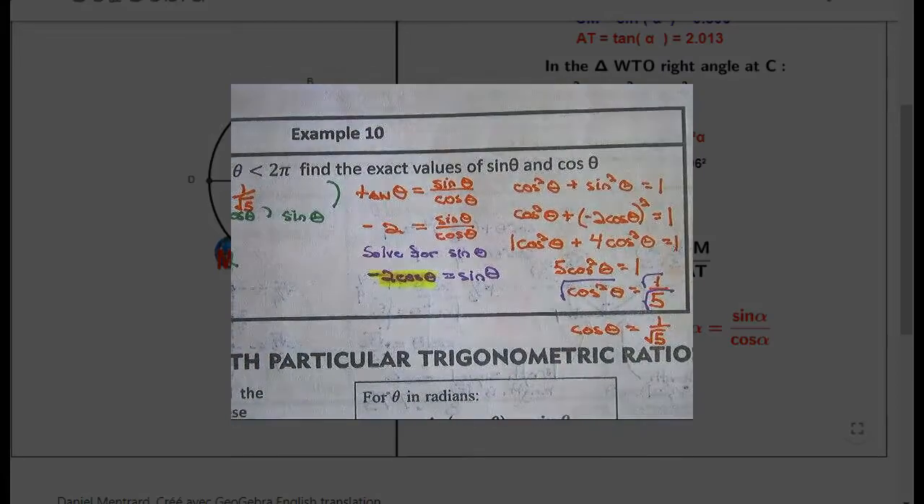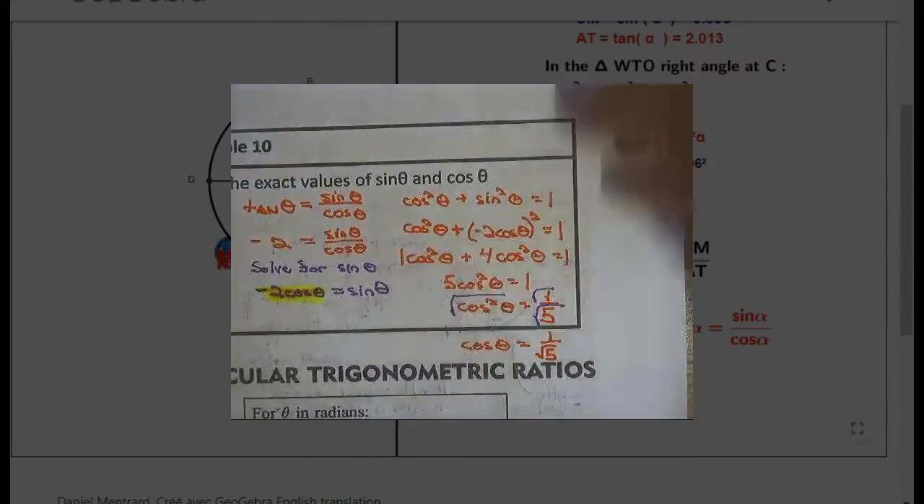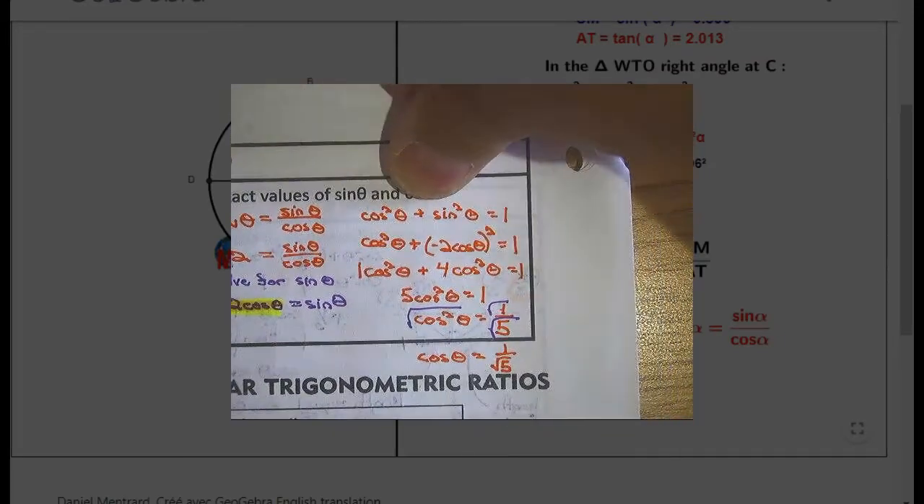Okay, now you've got your cosine. So plug it into your Pythagorean identity and get your sine.